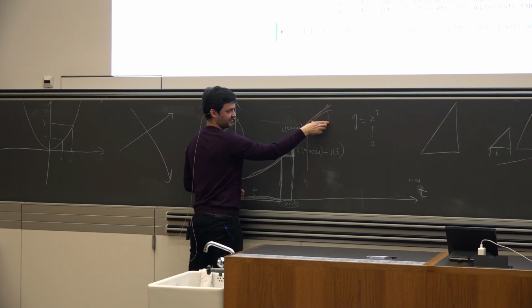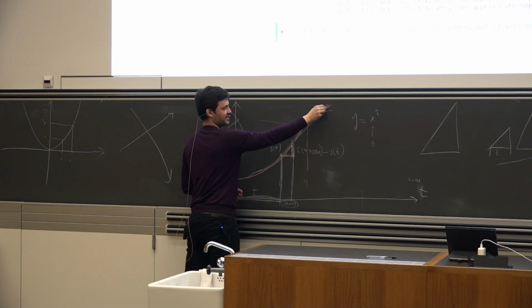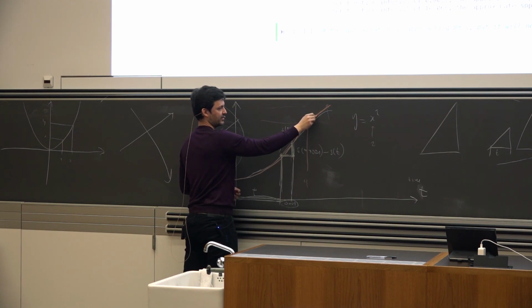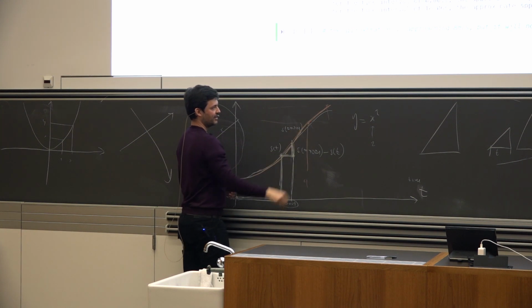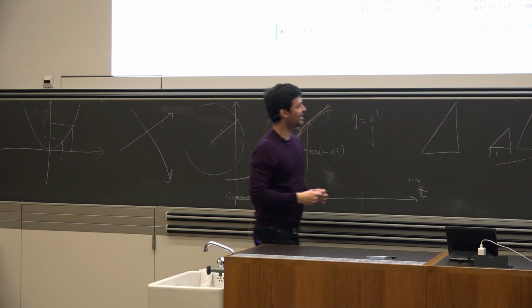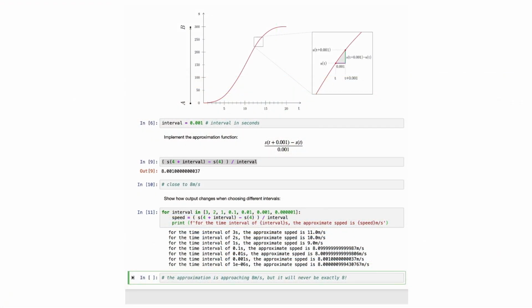So this is the interval. As we make the interval smaller, we can see this thing quickly approaching this place, and then going slower, slower, slower. And the interesting thing is, however small you make this interval, 0.001 or 0.101, the output will never be 8.